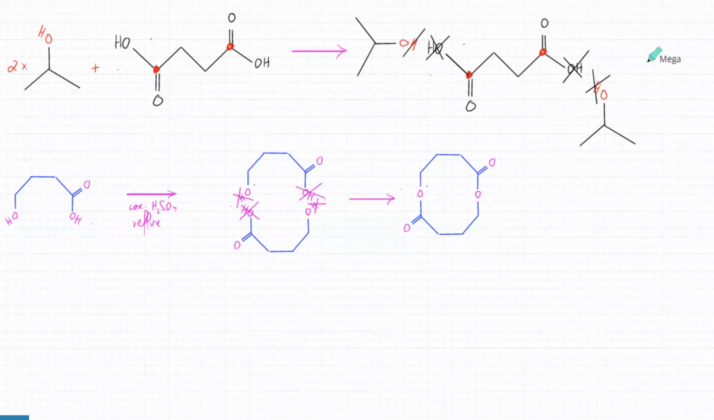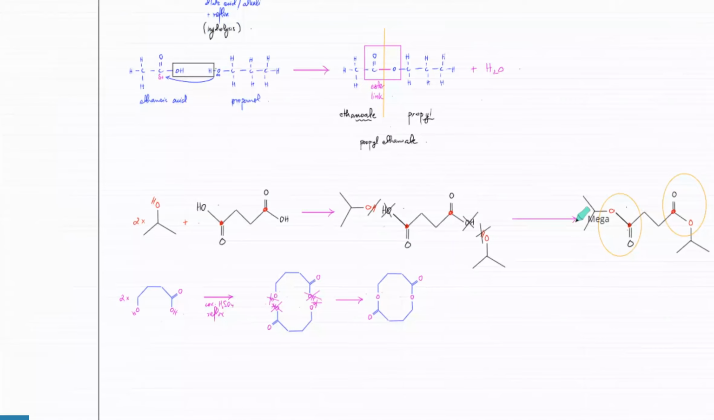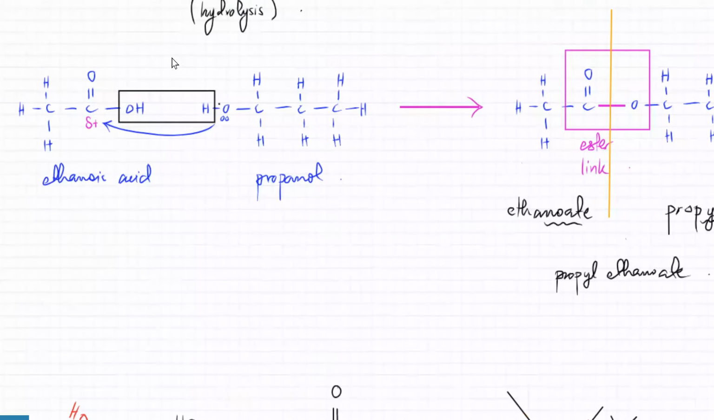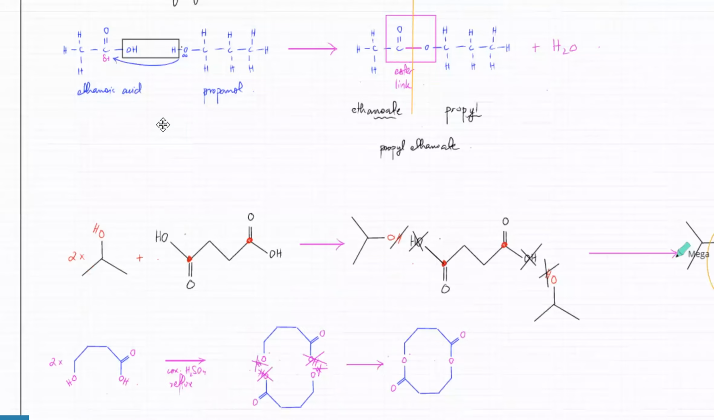So just make sure you remember how esterification happens. Remember that the two OHs would be facing each other. The OH would be lost from the carboxylic acid side, and the H would be lost from the alcohol, and you just bring them together. That's about it. That is exactly what we did over here.